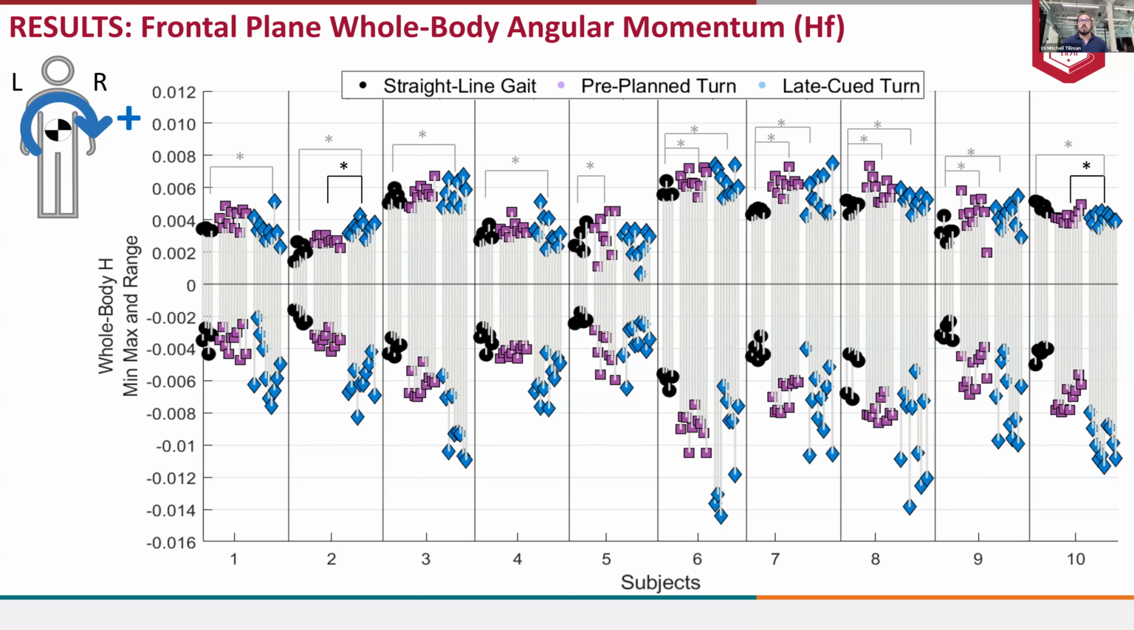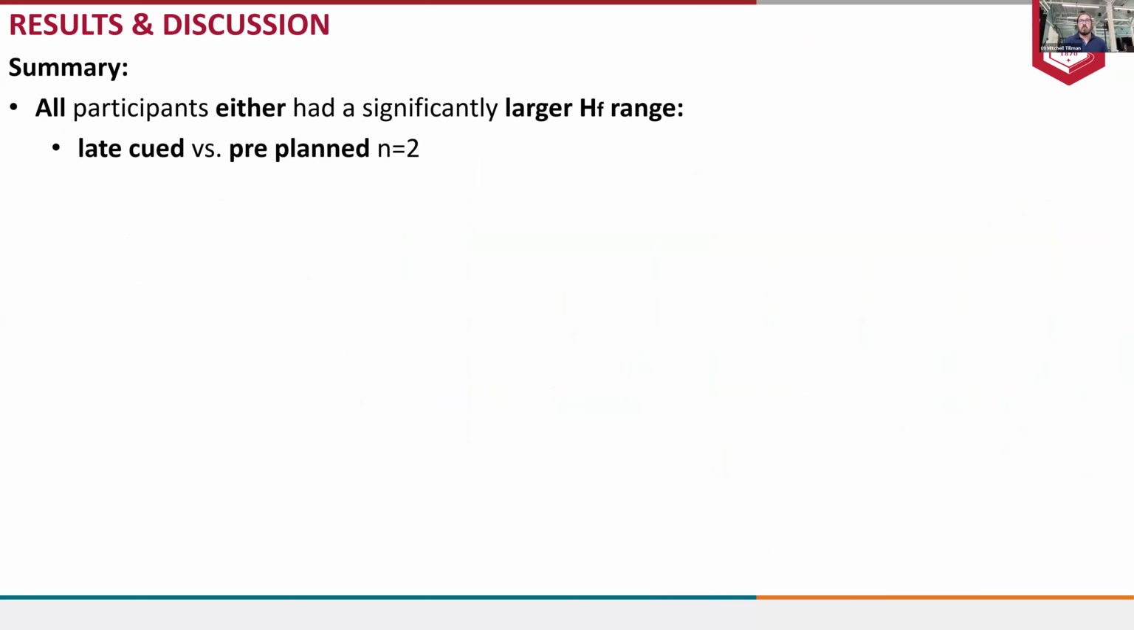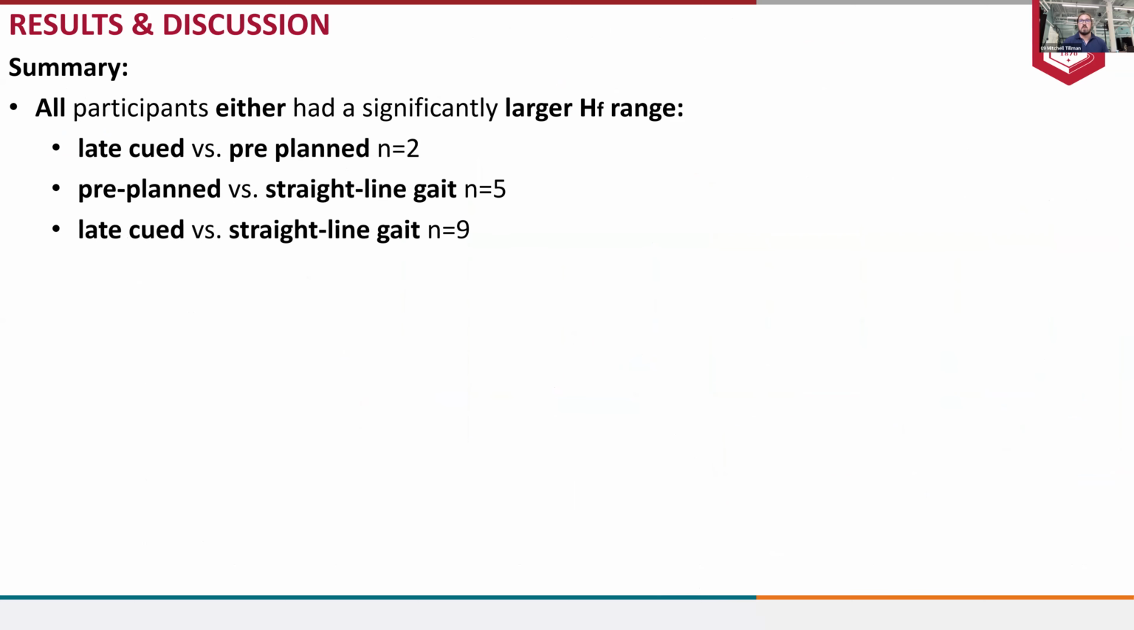Other observations include that there was larger variability in late cued versus pre-planned turns, and that most of the difference in range was driven by differences in minima that generally showed that late cued turns often used more angular momenta that would rotate the body above the center of mass towards the left in the direction of the turn. In summary, all participants used a significantly larger range of frontal plane angular momenta during late cued versus pre-planned turns or during turns versus straight line gait.